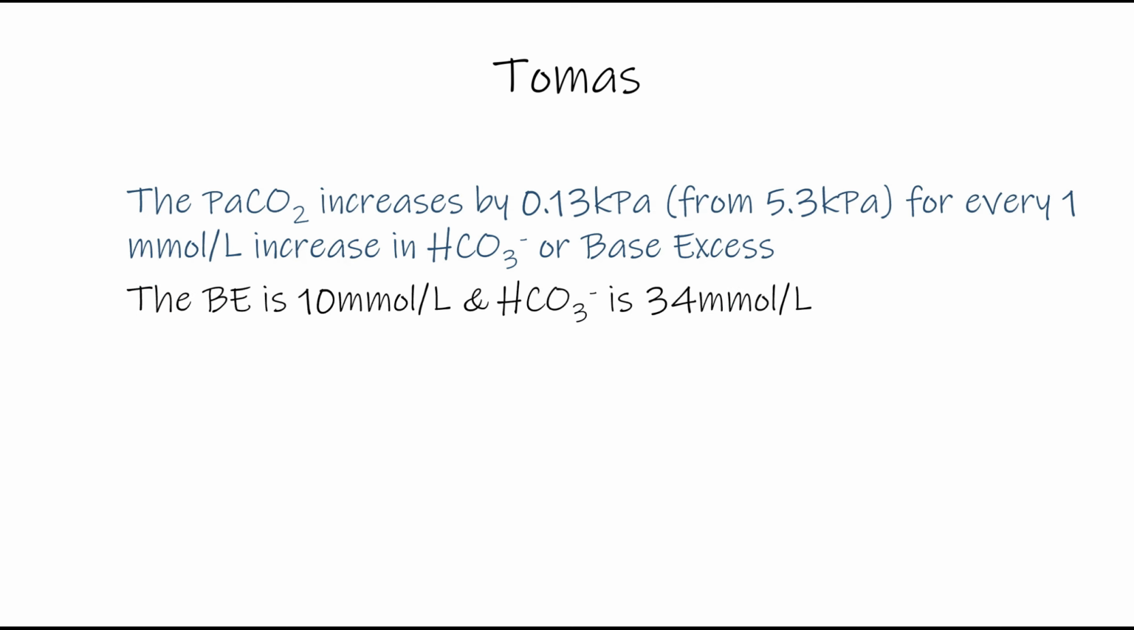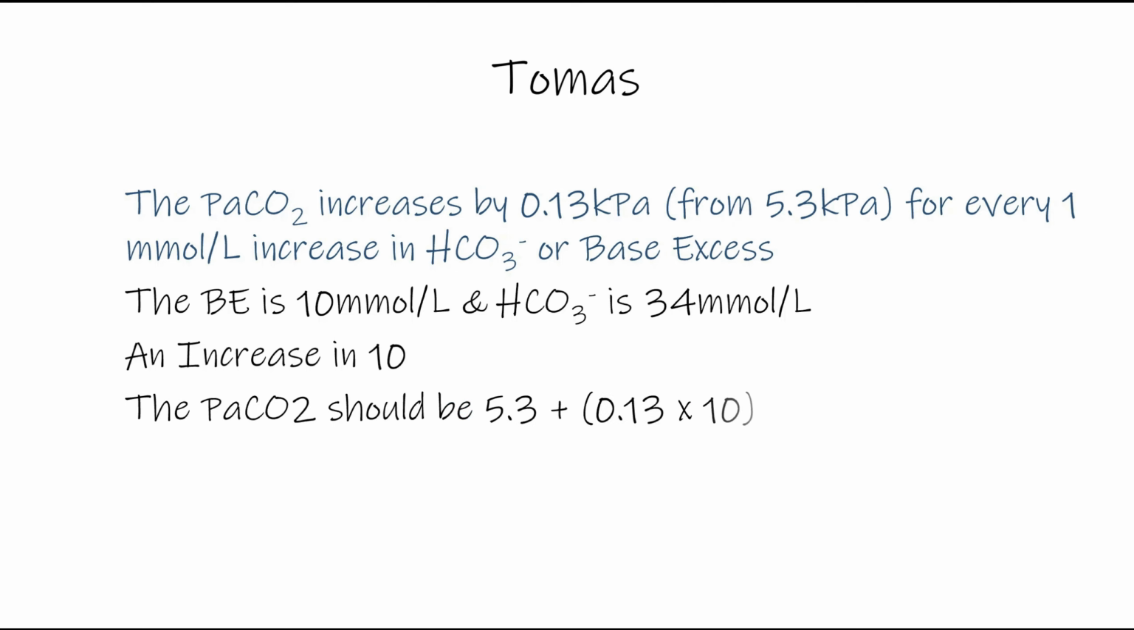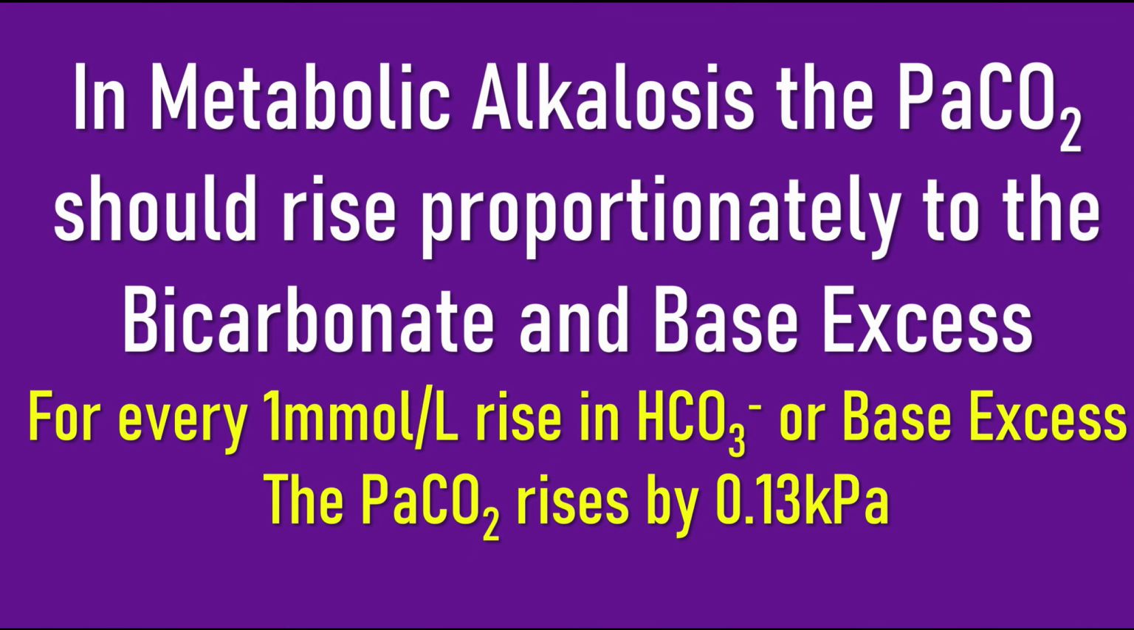Now we know that his bicarbonate is 34 millimoles per liter and his base excess is +10, and that's an increase in 10. The PaCO2 should be 5.3 plus 0.13 times 10, and that equals 6.6 kilopascals, the exact same number as you will get if you use the traditional approach and multiply the kilopascals by 7.5. So the rule is, in metabolic alkalosis, the PaCO2 should rise proportionately to the bicarbonate and the base excess. For every 1 millimole per liter rise in the bicarbonate or base excess, the PaCO2 rises by 0.13 kilopascals.